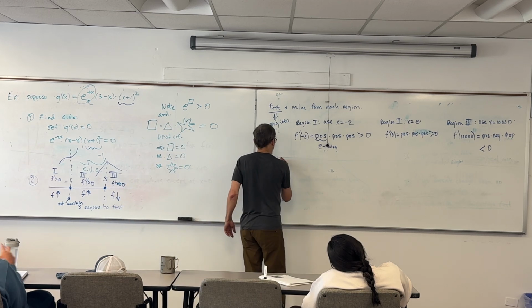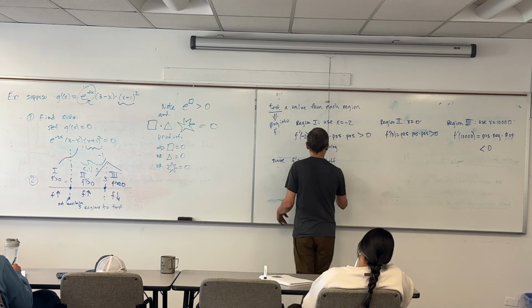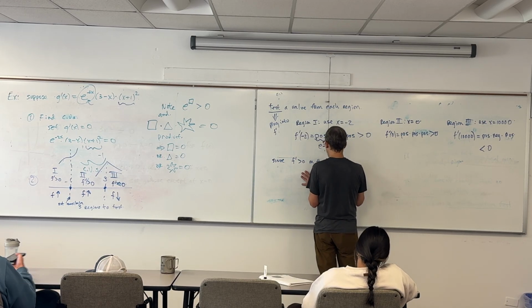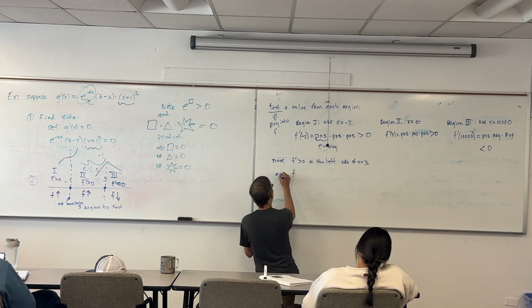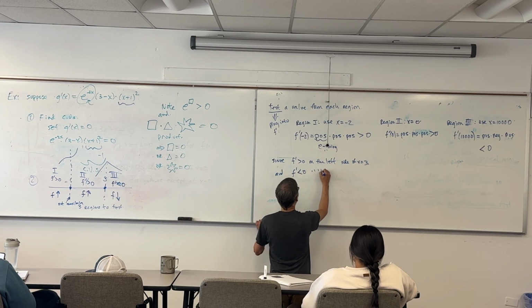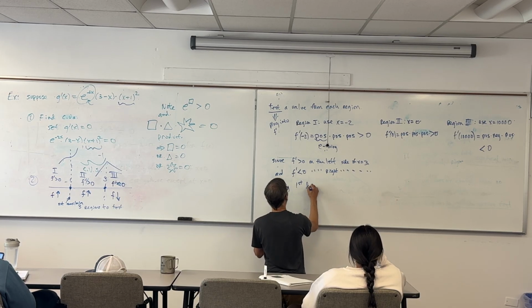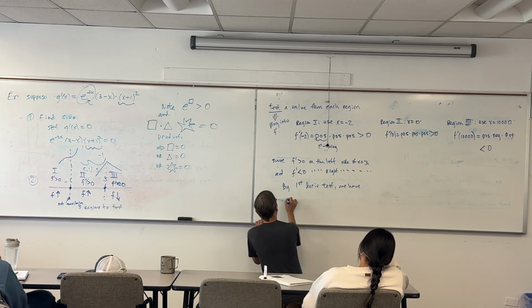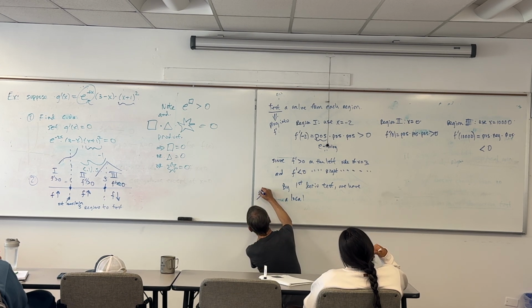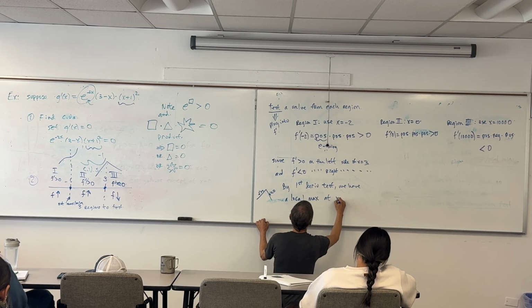Since f prime is positive on the left, let's write this out. If you need this, you can look at it later. On the left side of x equals 3, f prime is positive, and f prime is negative on the right side. By the first derivative test, we have a local max at x equals 3.